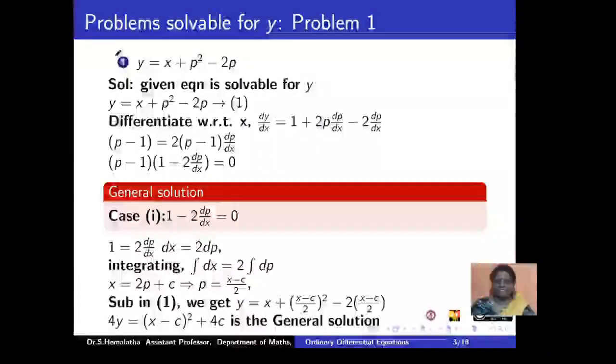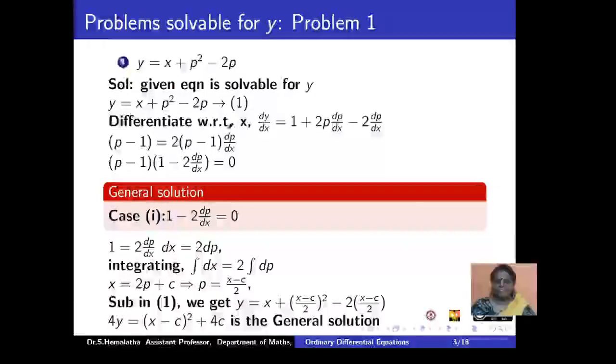Let us make it more clear using some illustrative examples. Take the first problem. Solve this equation where you have an x term, a y term and a p functional term. Both y and x are linear, so this equation can also be solved as solvable for x. But since we are discussing problems solvable for y, I am going to go for the solvable for y process.